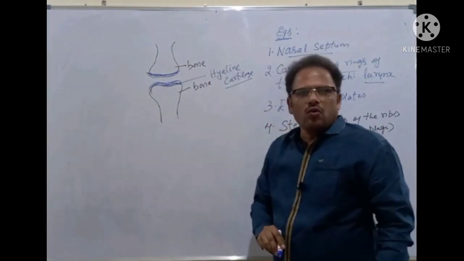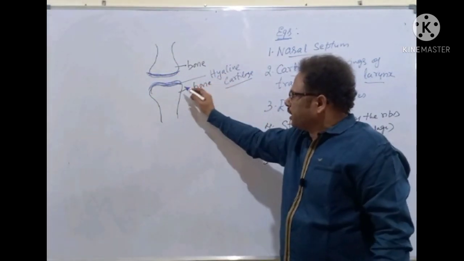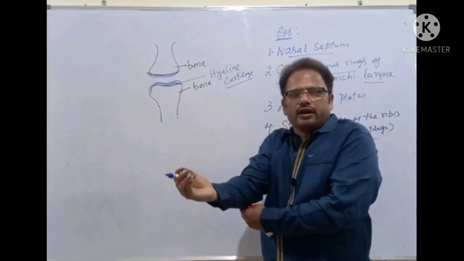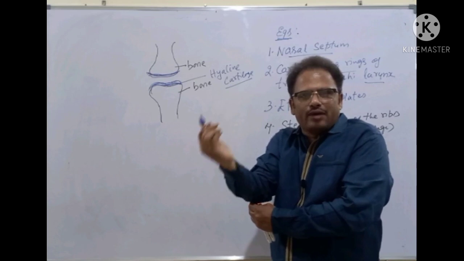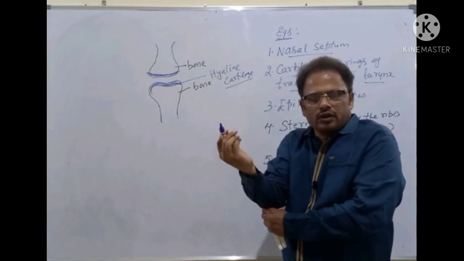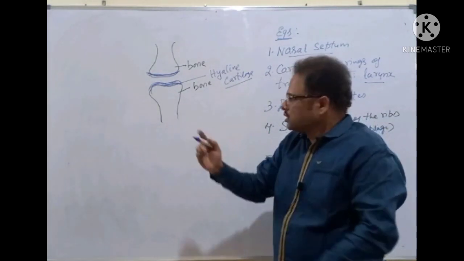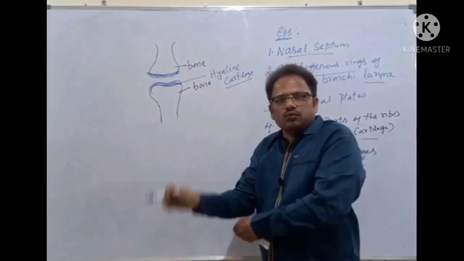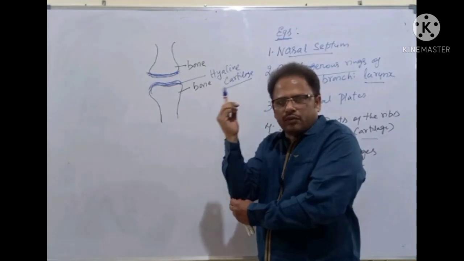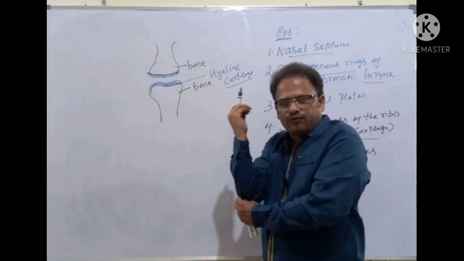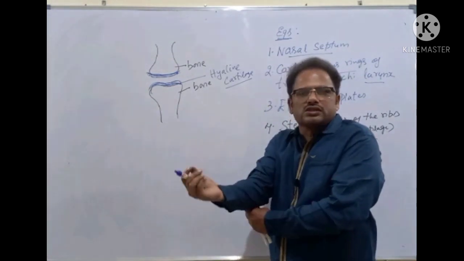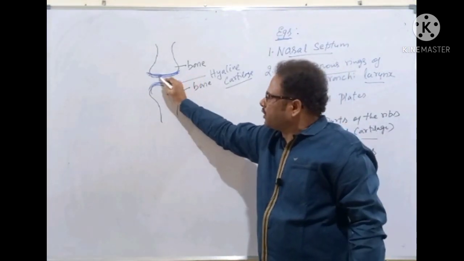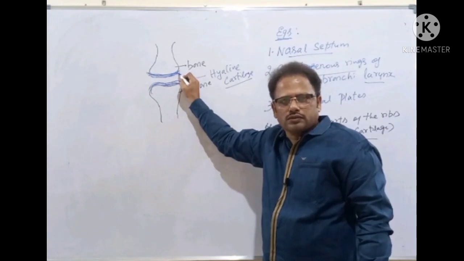Why is this hyaline cartilage present in these surfaces? When there is a movement, there are chances that the joint may get damaged because of the friction. It's not happening. Why? Because the hyaline cartilage is there, which provides the smoothness of the movement. Free movement is there. It reduces the friction because of the presence of the hyaline cartilage in these free surfaces of the long bones. Clear, students?